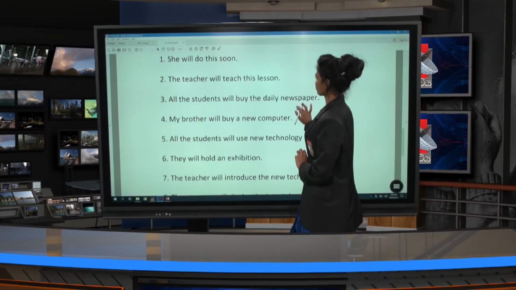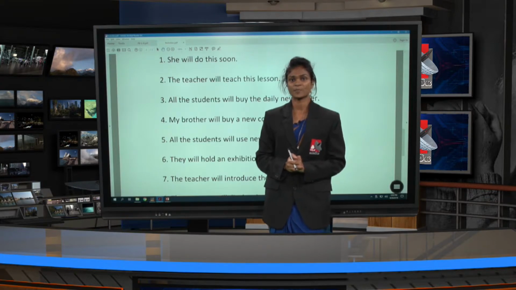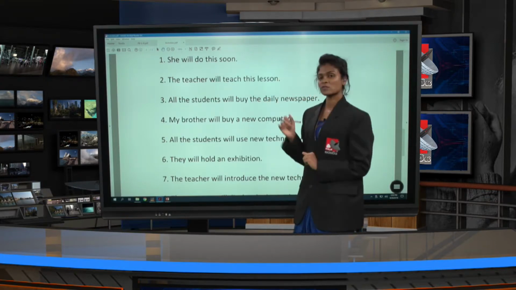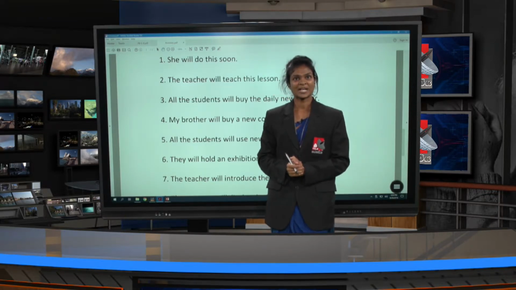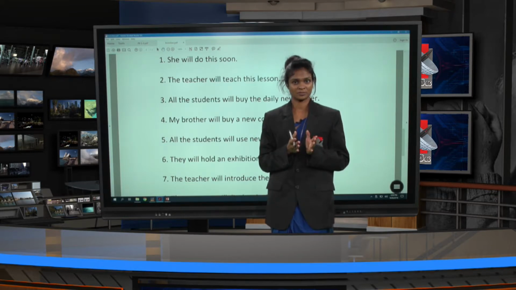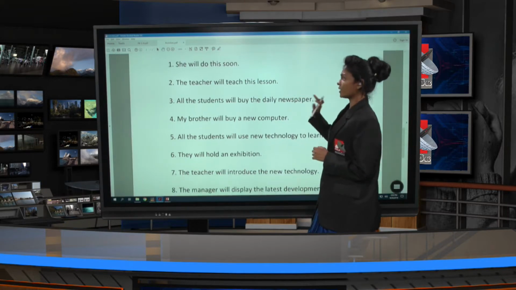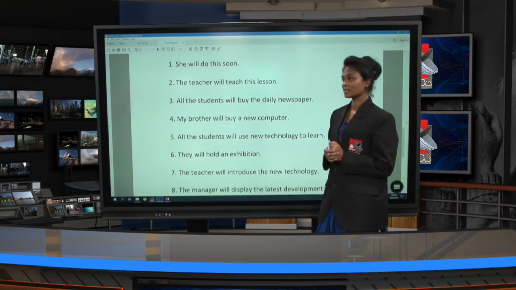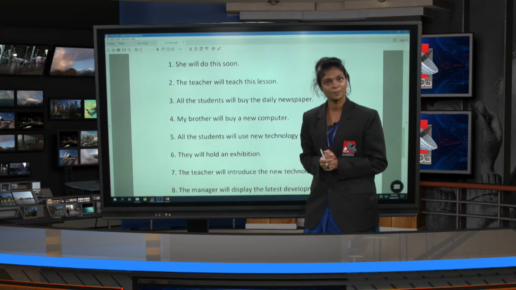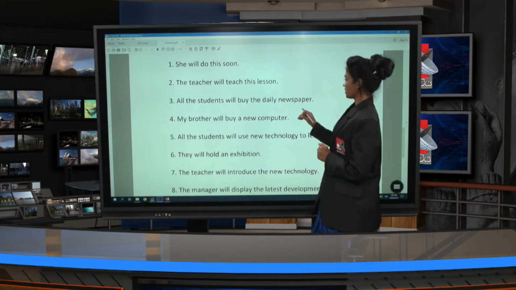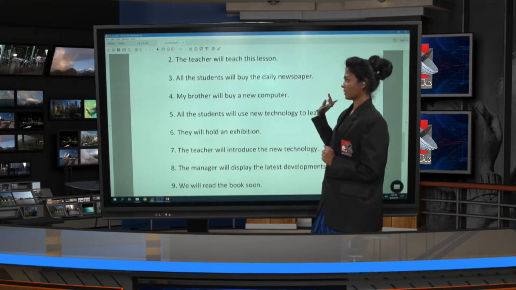Now we will practice this again, right? I think it's better. You practice with me. Let's start from the first one, right? How? This will be done soon. Then the second one, this lesson will be taught. Third one, the daily newspaper will be bought. A new computer will be bought.